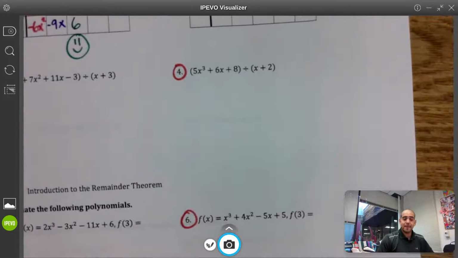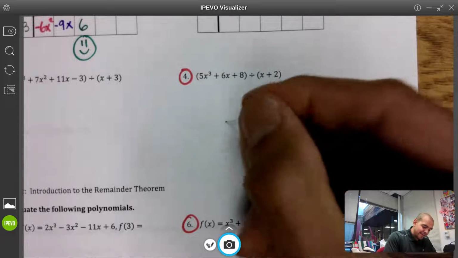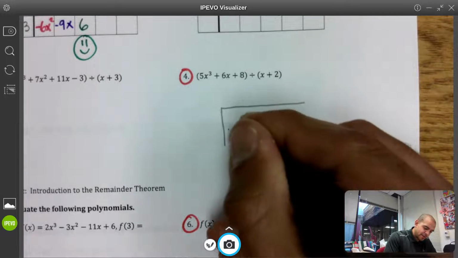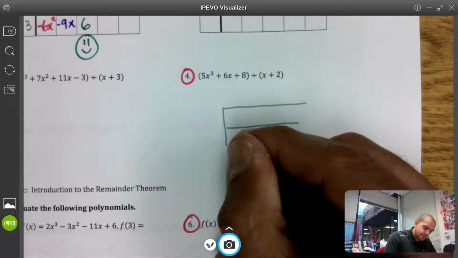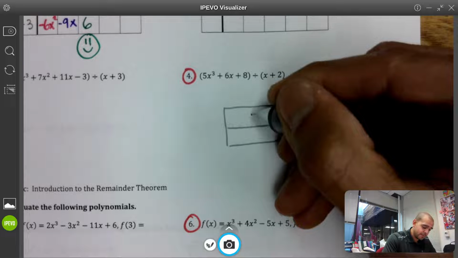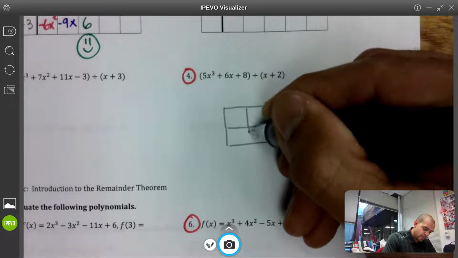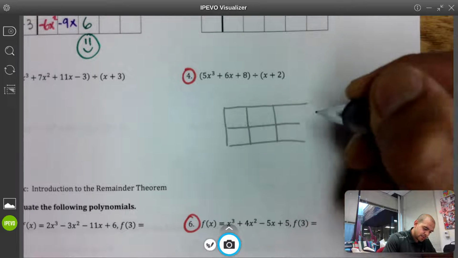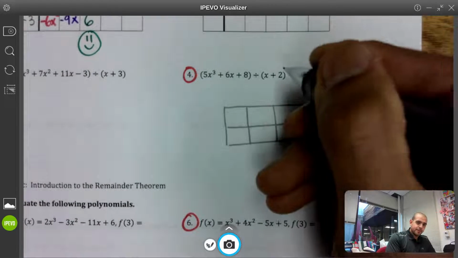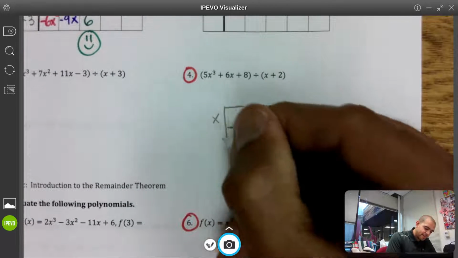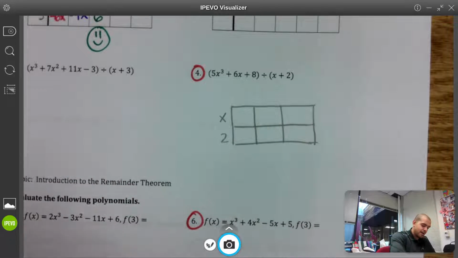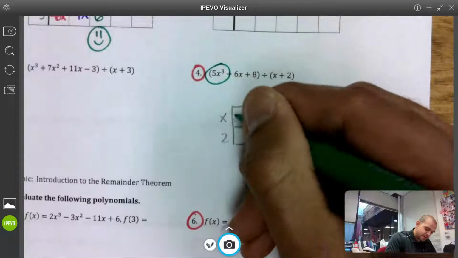Okay? All right, number 4. I'm going to set up my box. My dividend here. So I have two rows, and I have 1, 2, 3 columns. 1, 2, and 3. Okay. My divisor is going to go here. And then let's break this down. Here's my first term. It's going to go here.